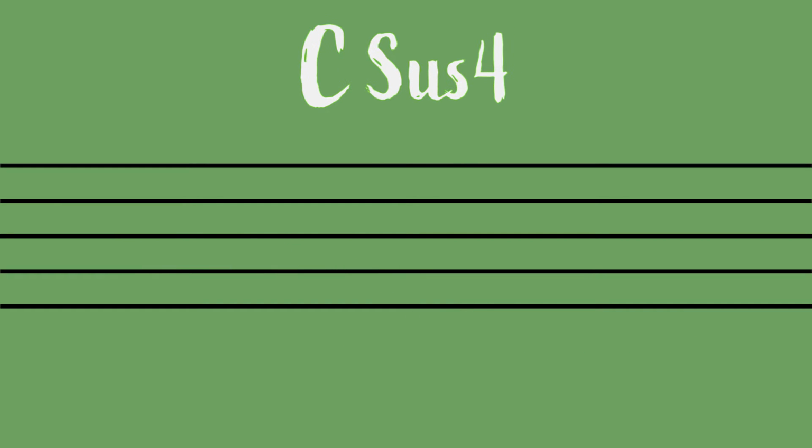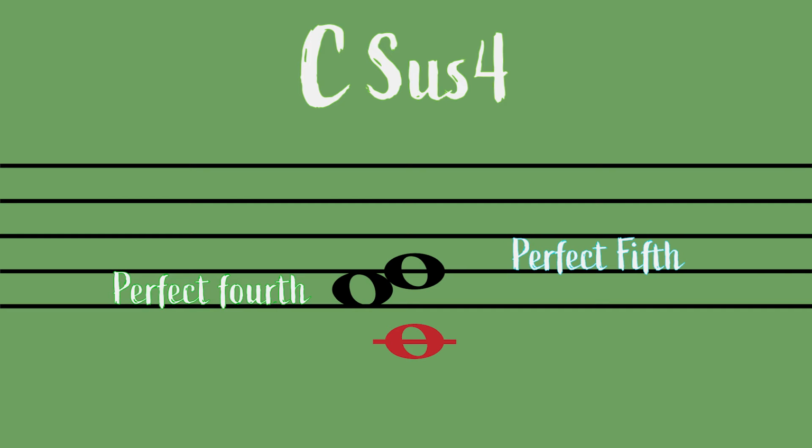A sus4 chord is constructed with the root, its perfect fourth and its perfect fifth. Here you can see that there is indeed a major second between F and G, and once again for it, because it uses a perfect fourth.